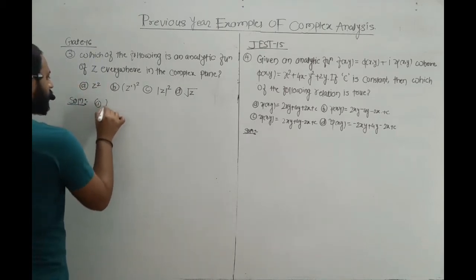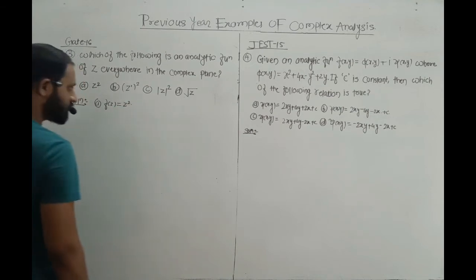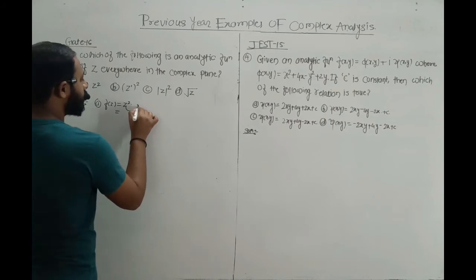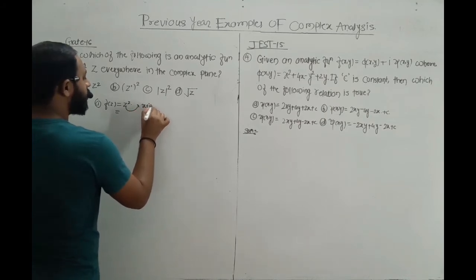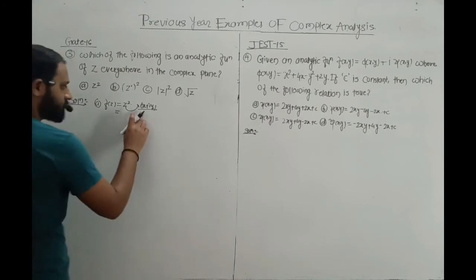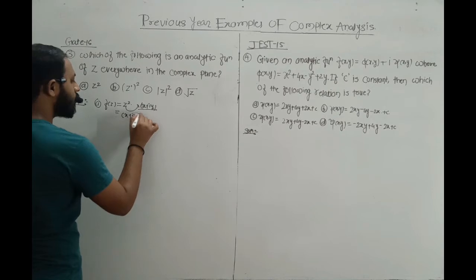Option number first, f of z equals z square. But now see, instead of z, I can write x plus iy. Am I right? Yes. Now see, x plus iy whole square.